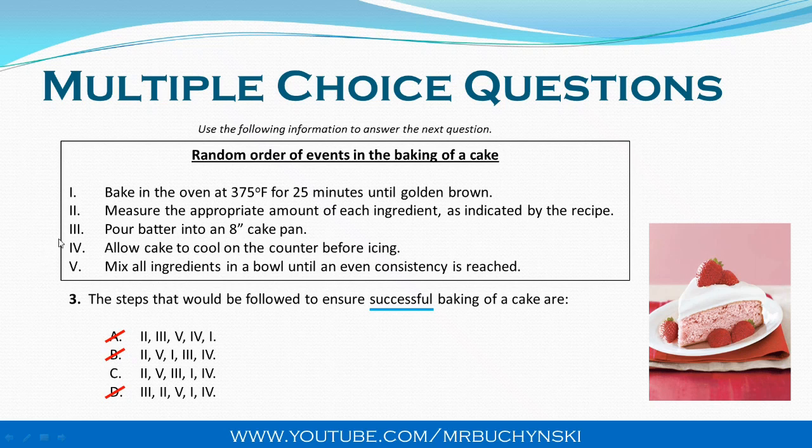Now, if I was to go through and follow the steps in C, it says measure the ingredients first, which is number 2. Go to number 5, which is mix the ingredients. Then I will be pouring the batter into a cake pan, baking it, and allowing it to cool before icing. That would make sense for me, so I'm going to circle answer C.